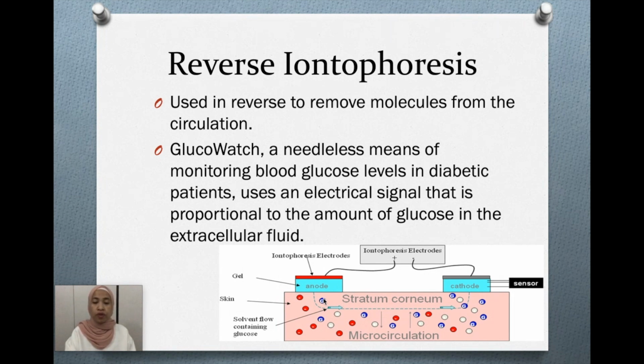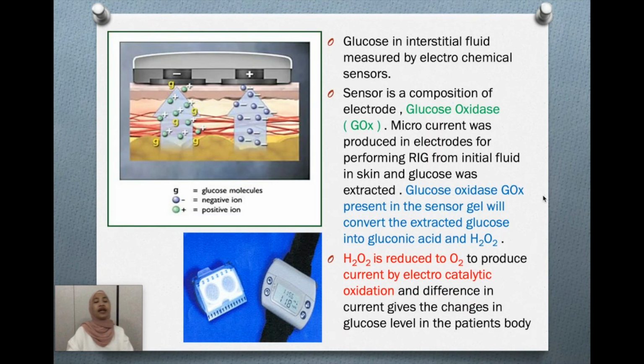Say you have glucose in the blood. With the cathode and anode, it attracts the glucose. With the electrical current, the glucose will go to the cathode. And there's a sensor here to detect how much glucose comes to the cathode. That's how you see how much glucose you have in your blood or your extracellular fluid.